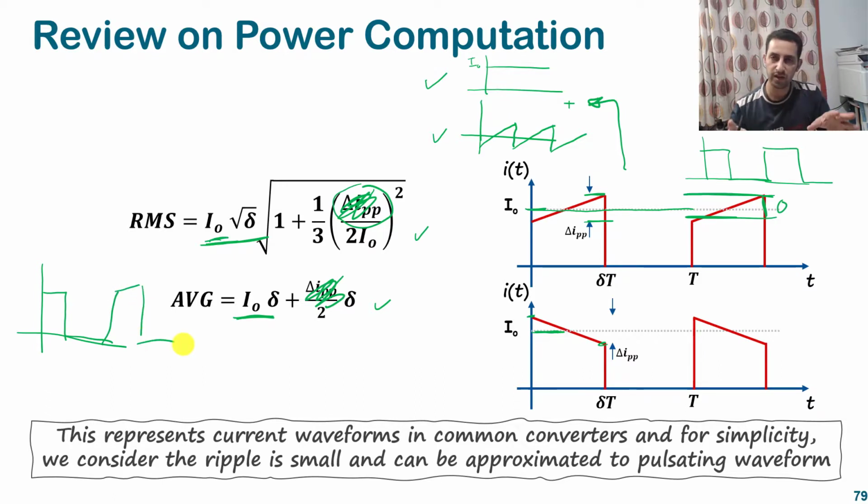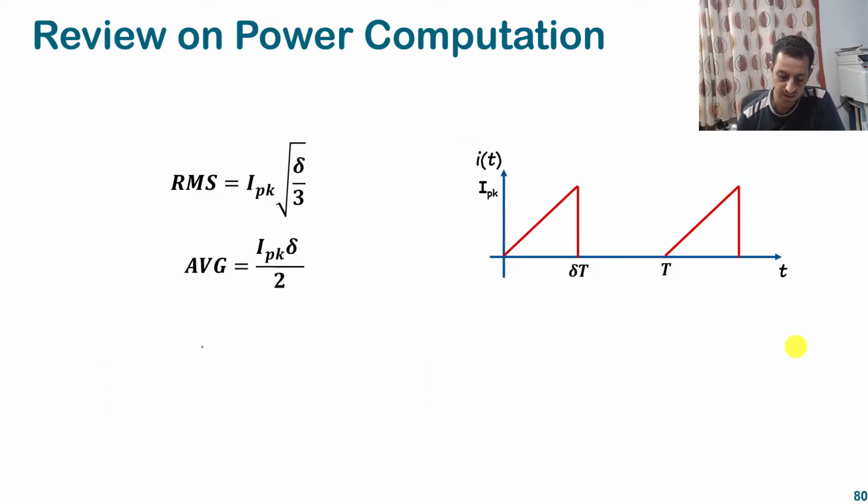So they are very close to each other, but one has a ripple and one is without ripple. And just for simplicity, we usually use this one most of the time. We will cover examples about this, but remember, this is the case.